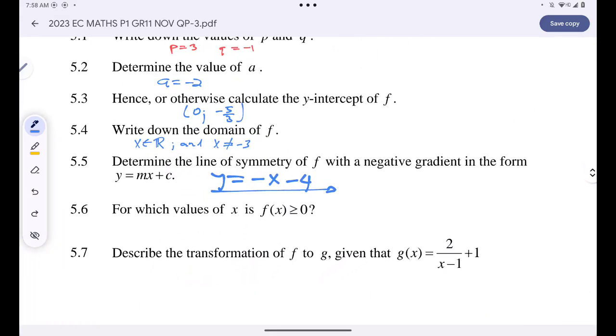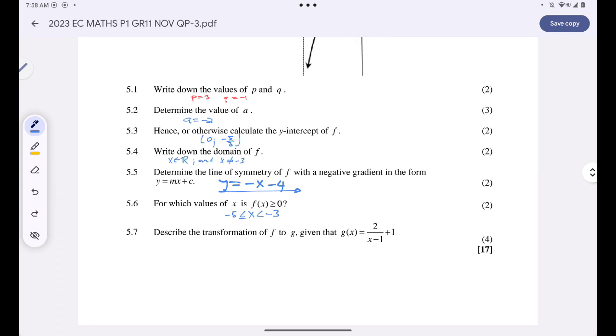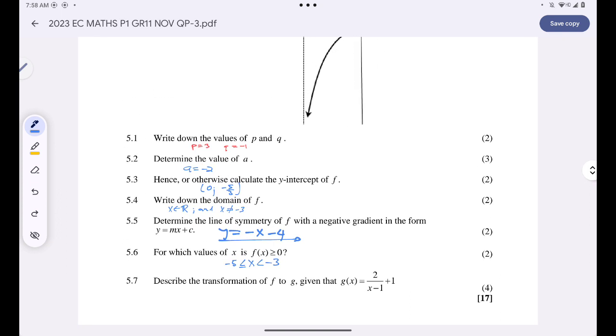So when x is between the x-intercept and the asymptote. Are we together? Please note that I do not include the asymptote. Why? Because my graph is not real at x is equal to 3. So that will be the solution of my question over there.